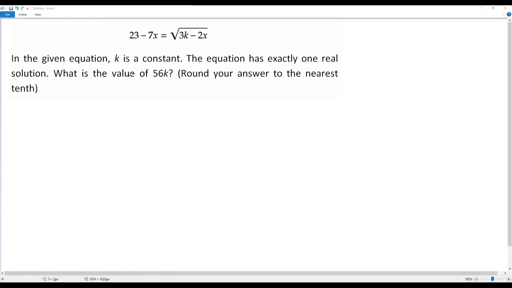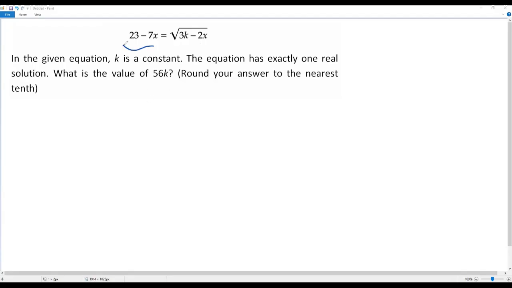Here we have a SAT math problem. Okay, let's go to the question. 23 minus 7x equals the square root of 3k minus 2x. In the given equation, k is a constant. The equation has exactly one real solution. What is the value of 56 times k? Round your answer to the nearest tenth.